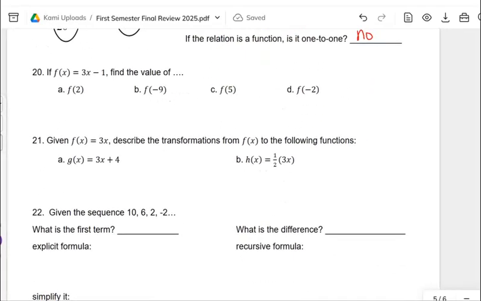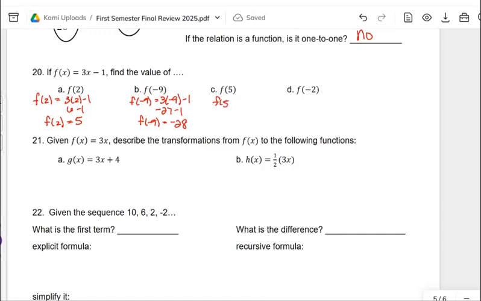Number 20 says, if f of x equals 3x minus 1, find the value of, so all I'm doing is plugging this number in for x. So f of 2 is going to equal 3 times 2 minus 1. 6 minus 1, so f of 2 equals 5. F of negative 9 would be 3 times negative 9 minus 1. Negative 27 minus 1. So f of negative 9 would equal negative 28.